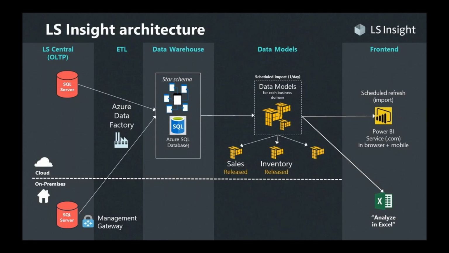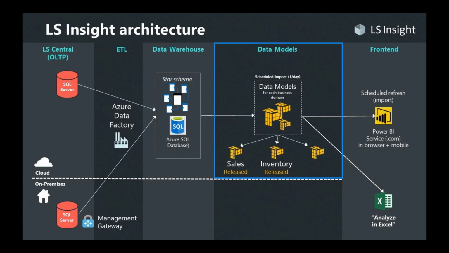Like you can see here, it consists of a few components. First, we have the LS Central source database. This is your back office LS Central database, and it can be located in Azure on a virtual machine or on an on-premise server. Next, we have the Azure resources: the SQL server, the SQL data warehouse database that has been designed in a star schema, and the Azure Data Factory that contains all the pipelines that load the data from LS Central into the data warehouse.